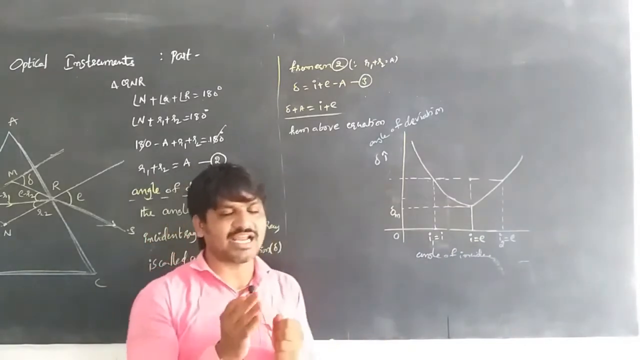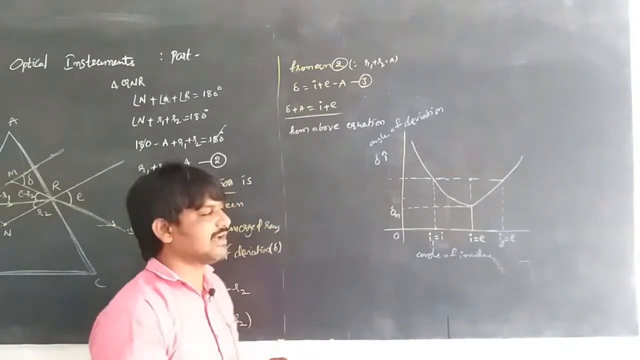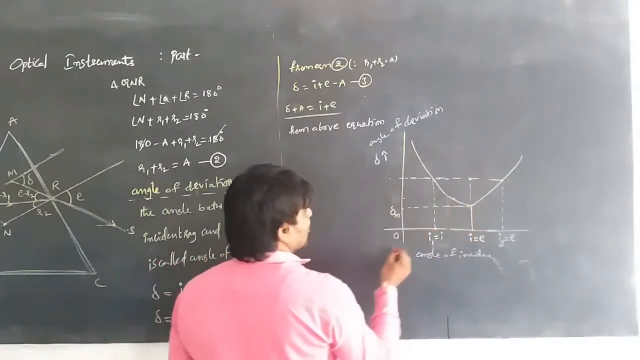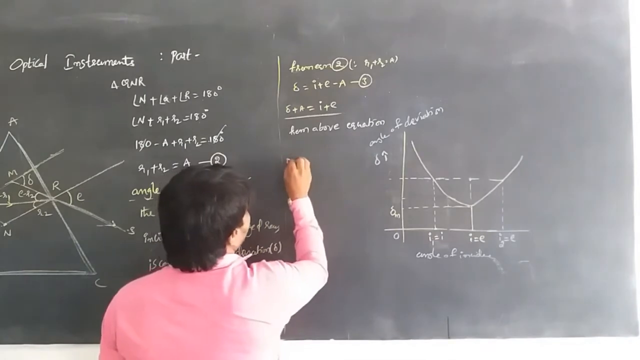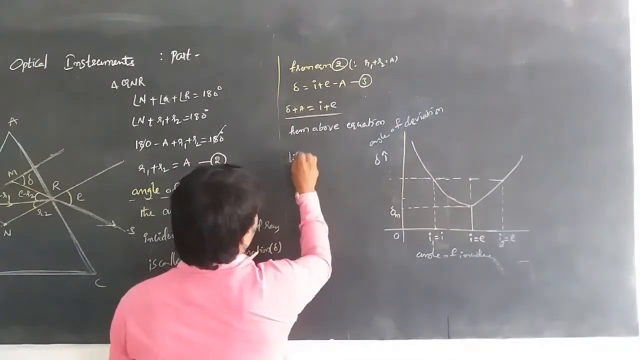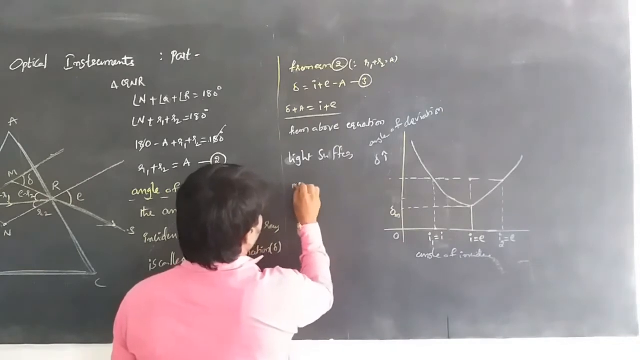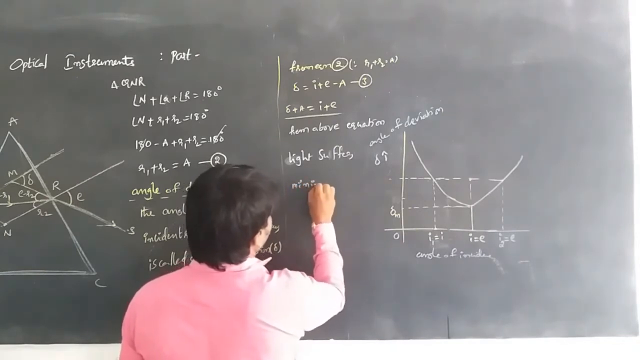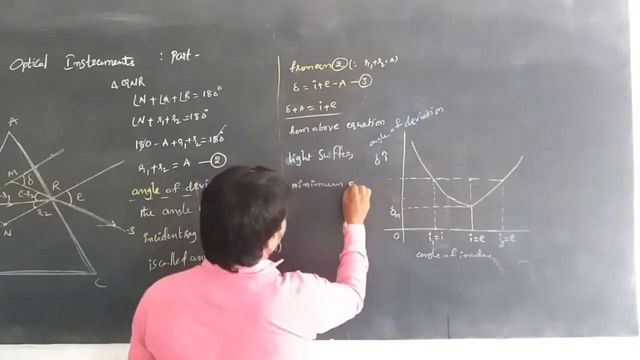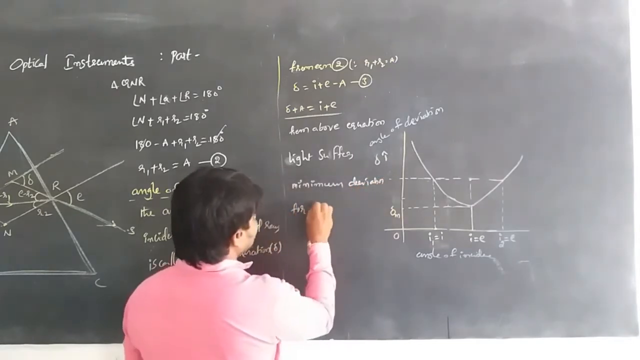When light passes through a prism, it suffers a minimum deviation for a certain value. That certain value is called the minimum deviation. Minimum deviation means light suffers minimum deviation for a certain angle.